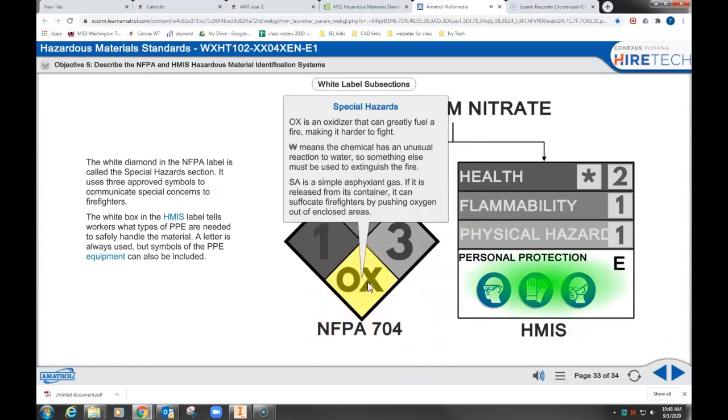Special hazards. OX is an oxidizer that can greatly fuel a fire, making it harder to fight. AW with 2 lines through it means the chemical has an unusual reaction to water, so something else must be used to extinguish the fire. SA is a simple asphyxiant gas. If it is released from its container, it can suffocate the firefighters by pushing oxygen out of enclosed areas.